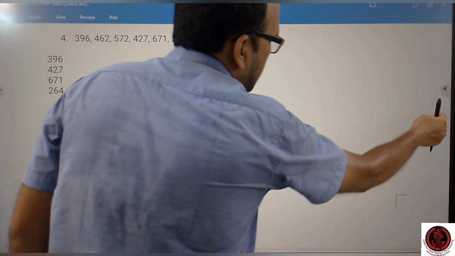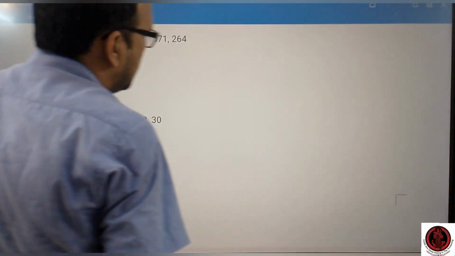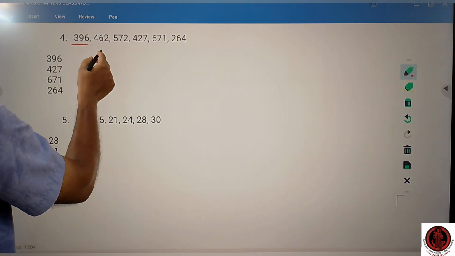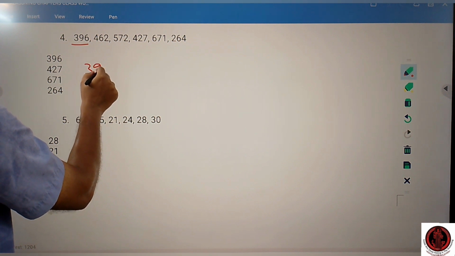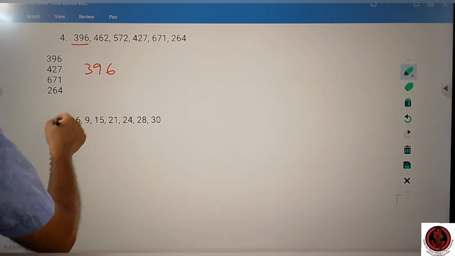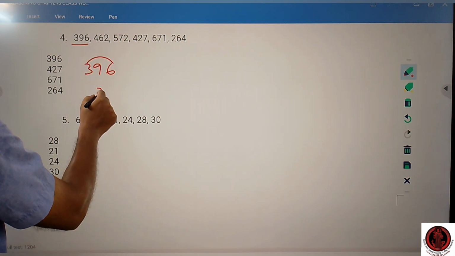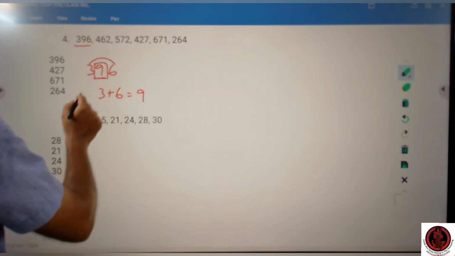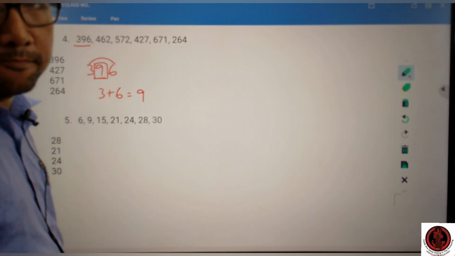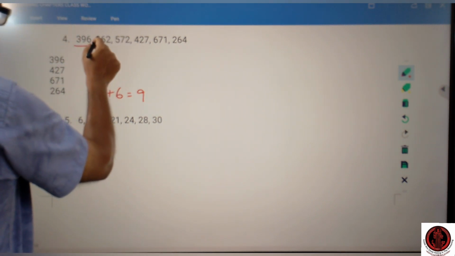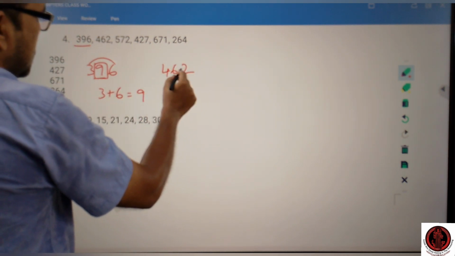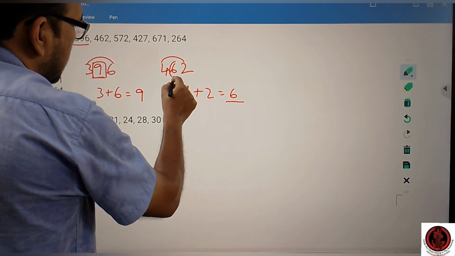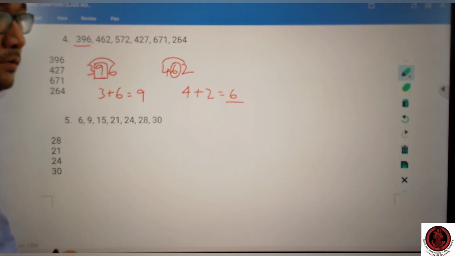Next question, question number 4. 396. Now look at this number. 396. 3 plus 6, how much? That is 9. That is the middle number. Again 462. 4 plus 2 is 6. 6 is the middle number.